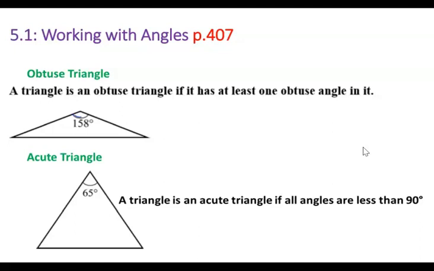So we can see this one has 158 degrees. We see that we have 2 little acute angles there for this triangle, but 1 obtuse angle, so therefore it's an obtuse triangle.